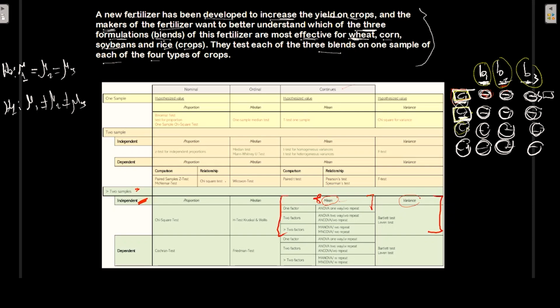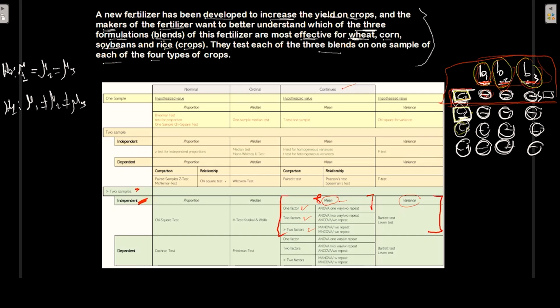Now the question is, do you use one-way ANOVA, with 1 factor, or the ones with 2 factors or more than 2 factors? We are testing 3 different groups of fertilizers. This is 1 factor. If we were only testing the mean yield like this, that would be one-way ANOVA, because you are basically testing the yield against 1 factor.